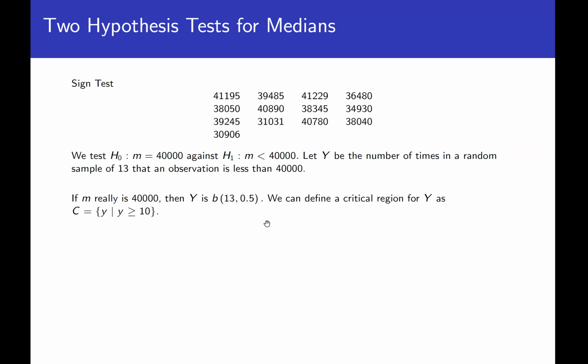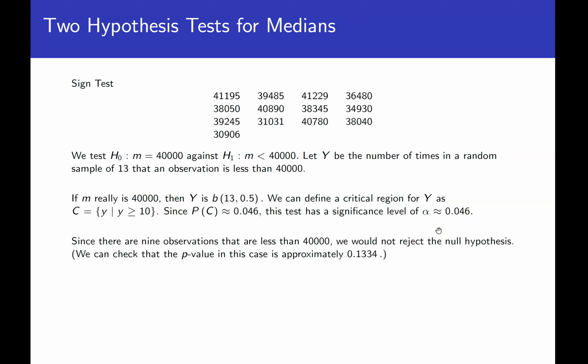So we can define critical regions. For this one, let's just say we define our critical region as the number of selections being 10 or greater, and we'll reject. So this is the number of selections being less than 40,000 is at least 10. You can check that the probability that this event actually happens is about 0.046. That was why we used 10. It was about 0.05. So this test would have that particular significance level. That would be our alpha in this case.